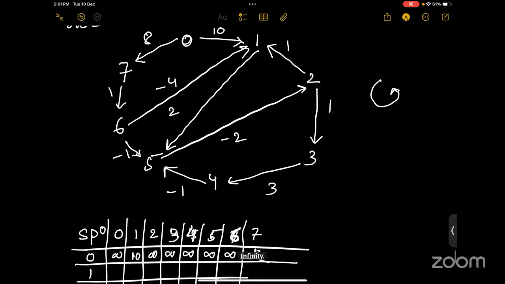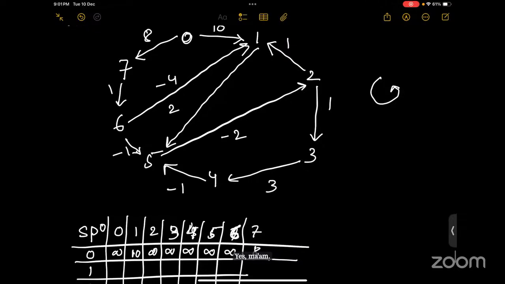Yes, ma'am. Okay. Then 1, 0. Again, it will be infinity, right? Just let me know about the others. Like 1, 1. 1 to 5 is 2. The rest of all are infinity. Yeah, right.